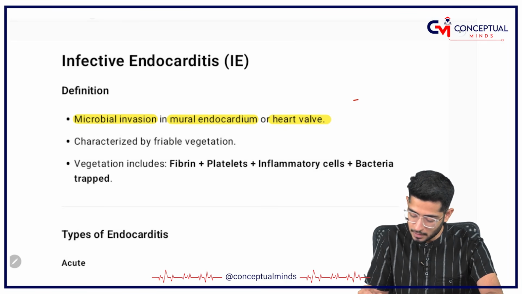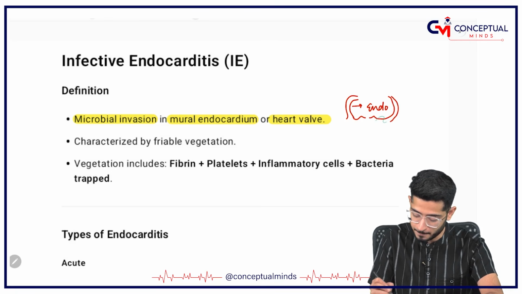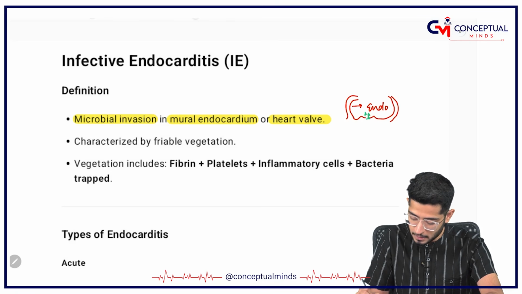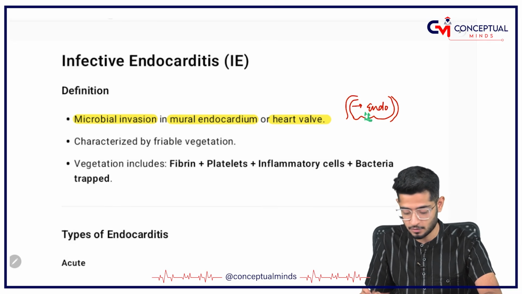Okay. So the heart is made up of three layers. The innermost layer is called the endocardium, which itself forms the valves. So microbial invasion of the heart walls or the mural endocardium is called infective endocarditis.